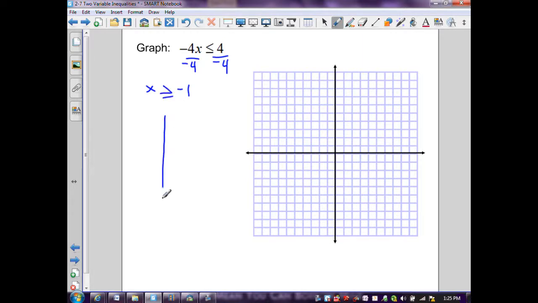Now, what I do is I create a table. Here, x is negative 1. So in all situations, x has to be negative 1. And then I create a choice for my y. I usually pick the easiest ones, 0, 1, and 2. Then I graph my ordered pairs: negative 1, 0, negative 1, 1, and negative 1, 2. And I also know that my inequality is a less than or equal to or greater than or equal to. That generates a solid line.